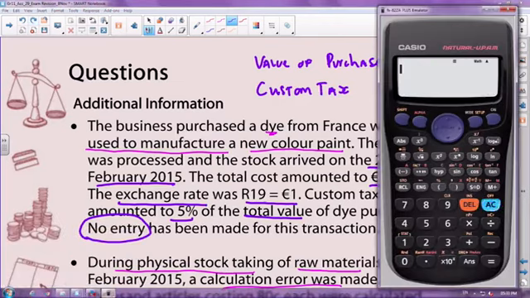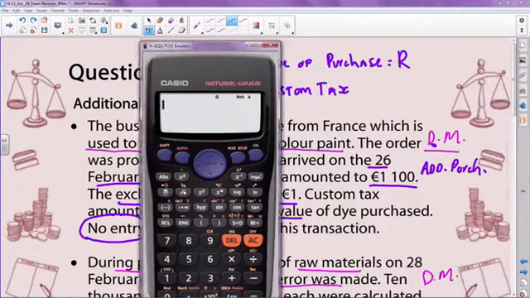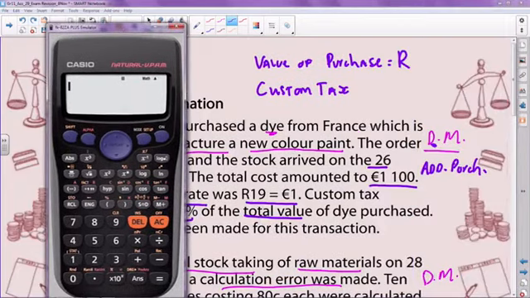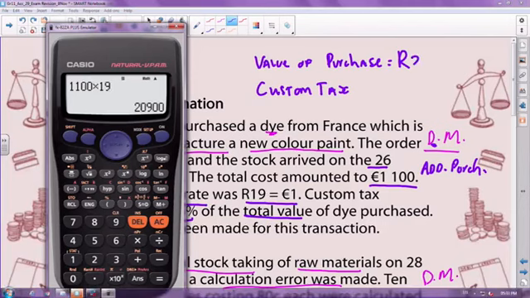So in terms of the cost in euros, the dye costed 1,100. To convert this to rands, I'm multiplying by 19, and the total value of the purchase in South African currency, or in rands, is 20,900. You guys got that?